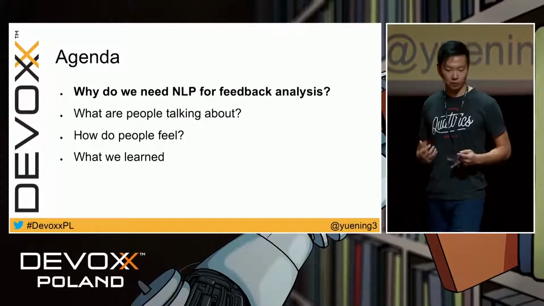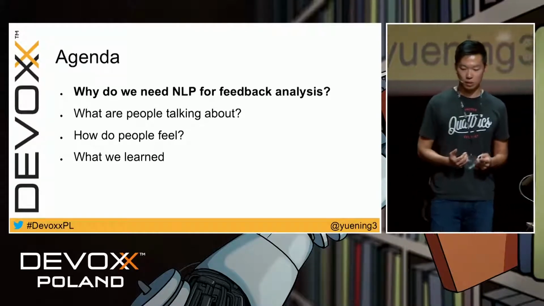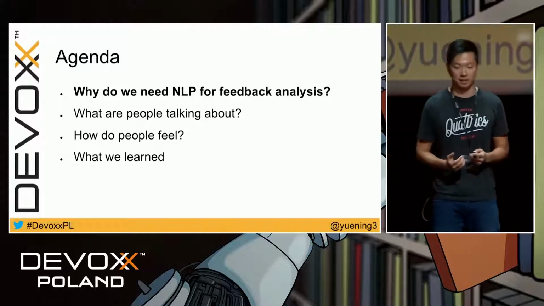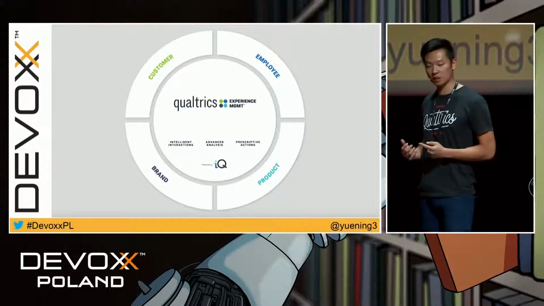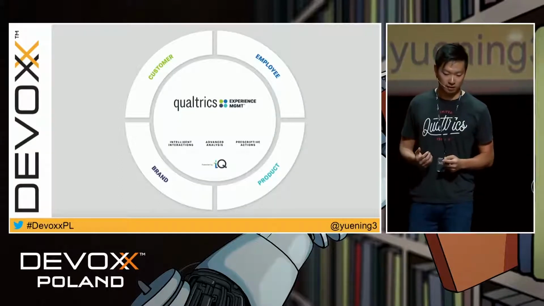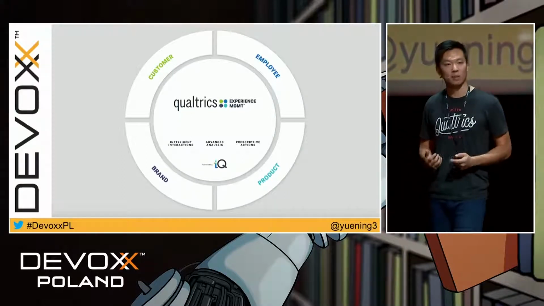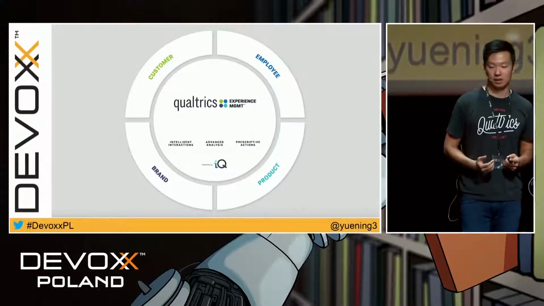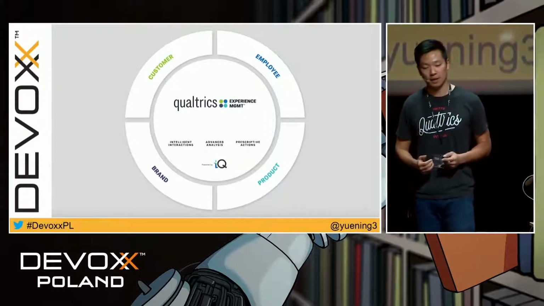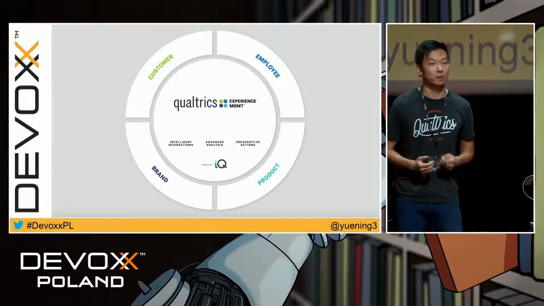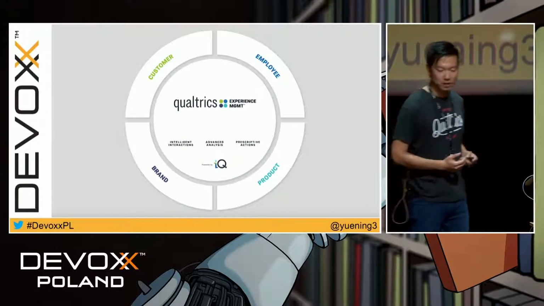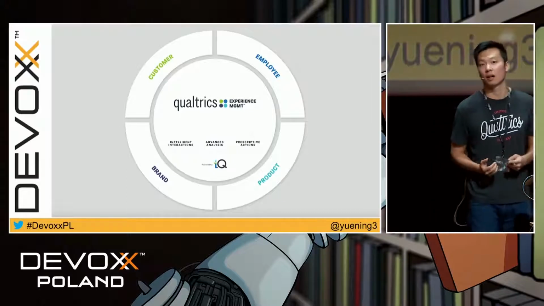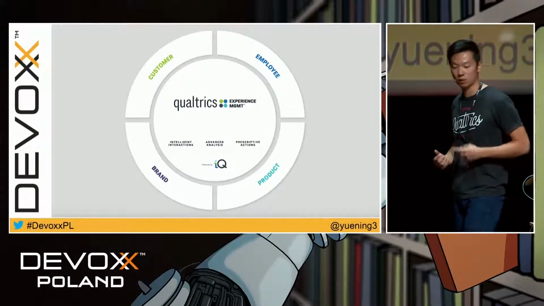Great, let's come to the first one. Okay, why do we need NLP for feedback analysis? So if you are a business owner, right, there are really four main things that you need to care about. You want to make sure that your customers are happy, and you want to make sure your employees are engaged. And you want to make wise investments in your branding, and you want to build the right features for your product.